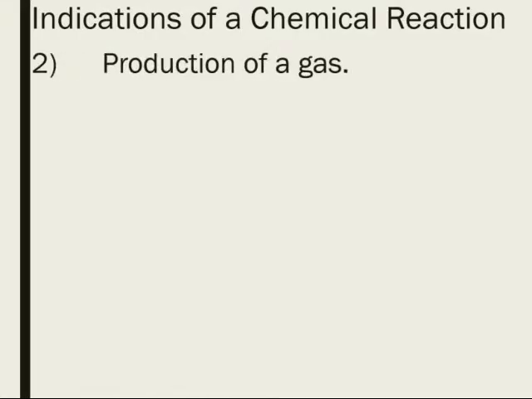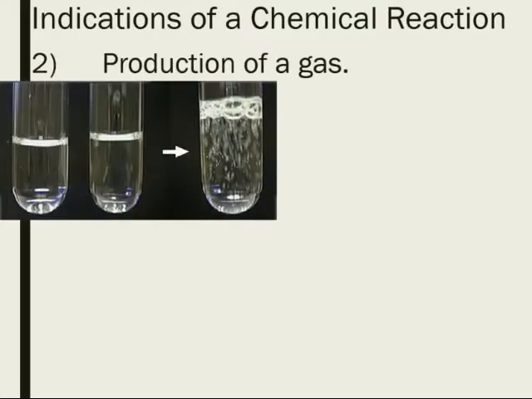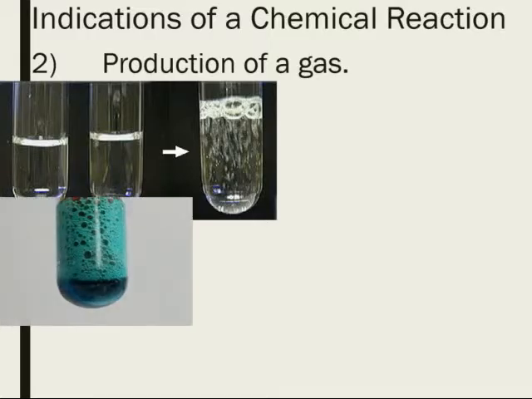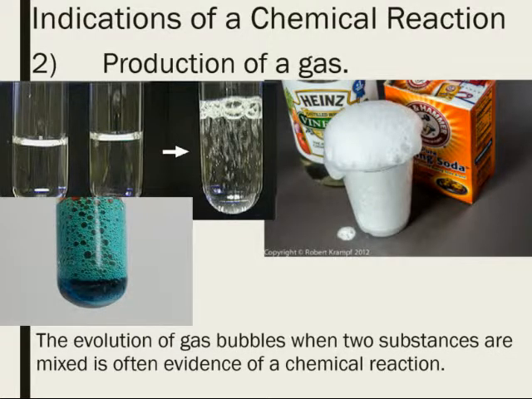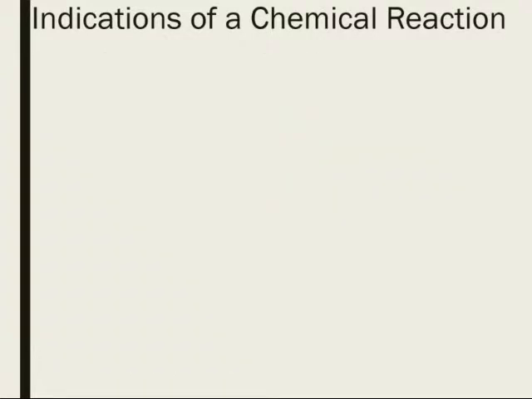Number 2, production of a gas. You see here we have two liquids that do not have any bubbles per se. There's no gas being evolved. And then as the reaction takes place, yes, gas is being evolved. There's some sort of change. It's a chemical reaction. There's another picture. This is a common example that you may have tried at home before. Baking soda and vinegar creates a very vigorous reaction, evolution of gas. The evolution of gas bubbles when two substances are mixed is often evidence that a chemical reaction is taking place.